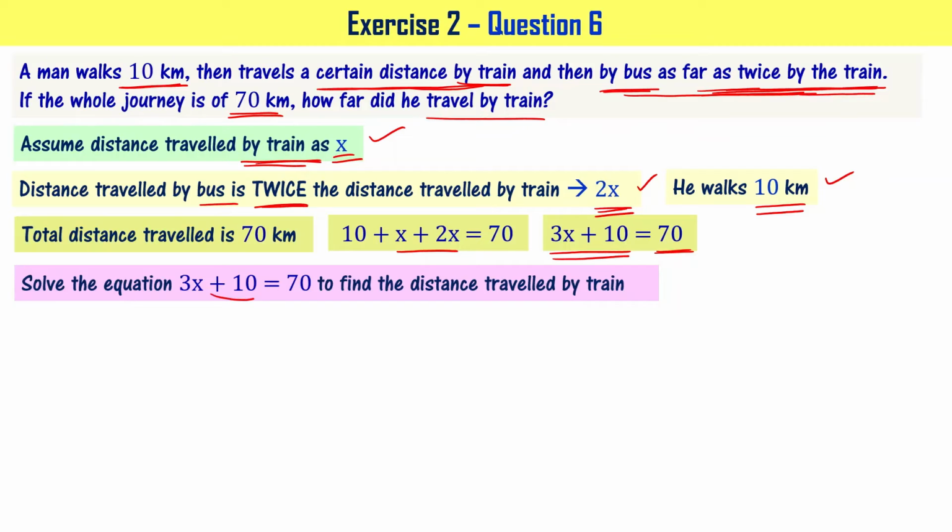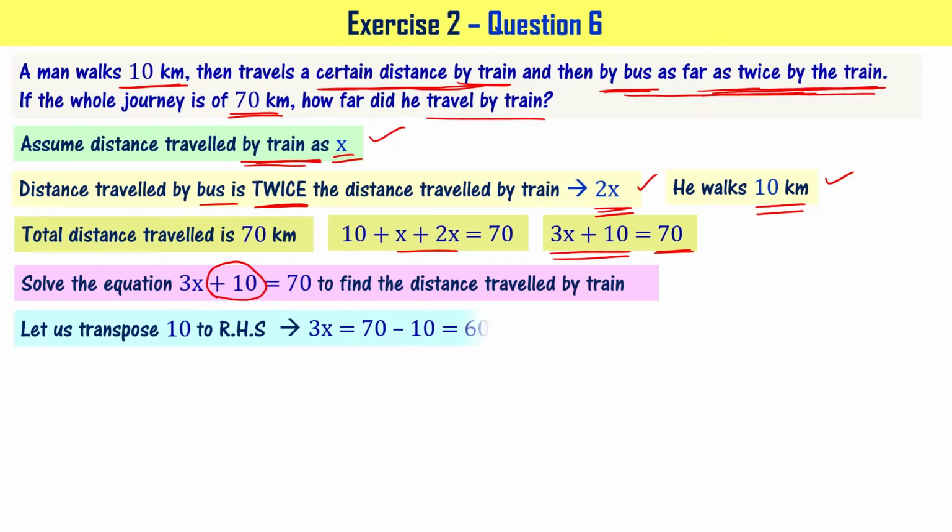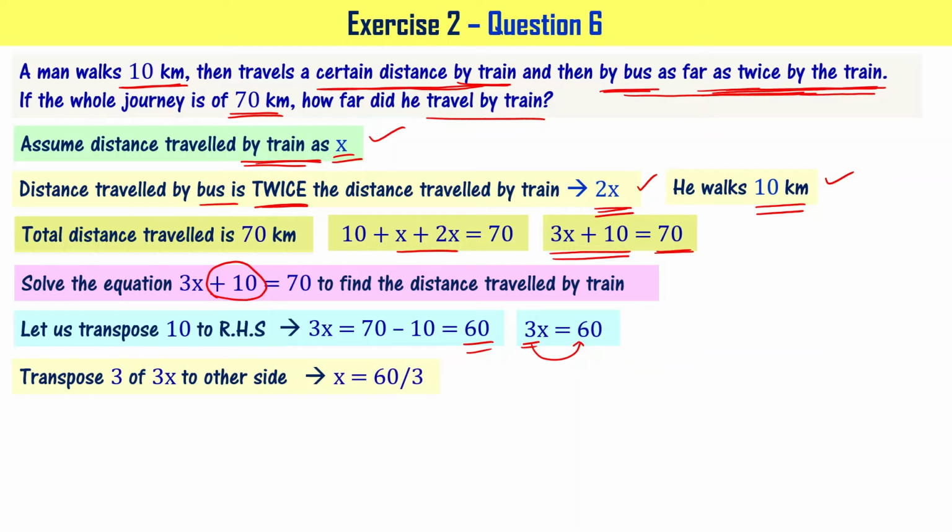To solve this equation, we want to transpose plus 10 to the other side. When you do that, it becomes minus 10, right? So now the equation is going to be 3x equal to 70 minus 10, that is equal to 60. Let me write this. 3x equal to 60 is the new equation we have, right? Now 3 is multiplying x. I want to take this 3 onto the other side. When I do that, it is going to divide 60, right? It means x is going to be equal to 60 by 3. It means x equal to 20.